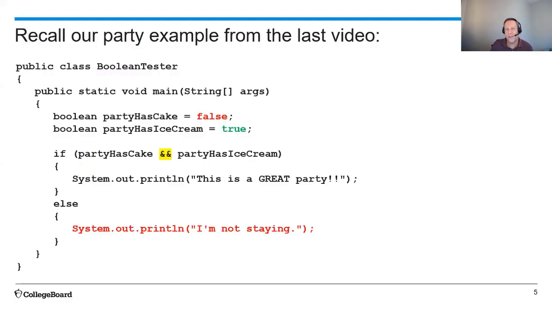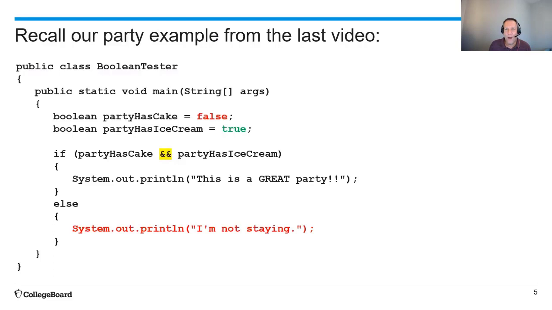So here's our party example from the last video. If you recall, going to a party, party has ice cream, party has cake, and this is an example of where I'm using the AND logical operator, and we said that in order for me to be truly happy and say that this is a great party, party has cake and party has ice cream has to be true. Well, in this case, as soon as I go to evaluate it, I go to check to see if the party has cake, right? Like if I'm at the party and I go up to the cake table and there's no cake there. So party has cake is false.